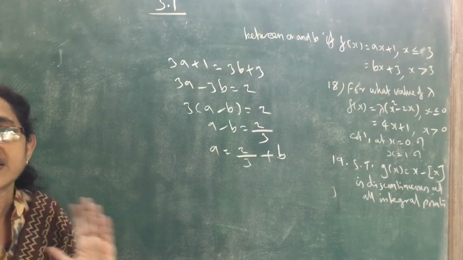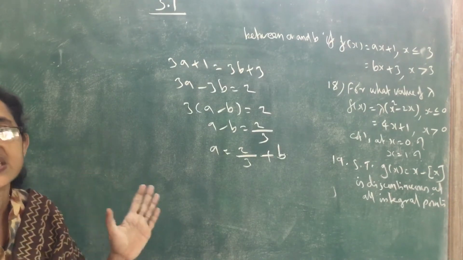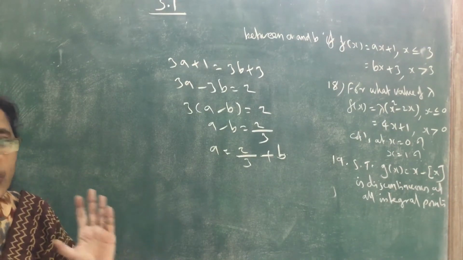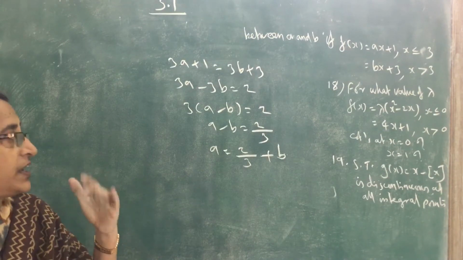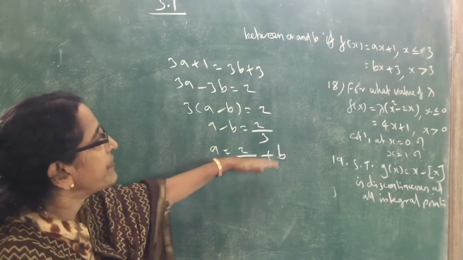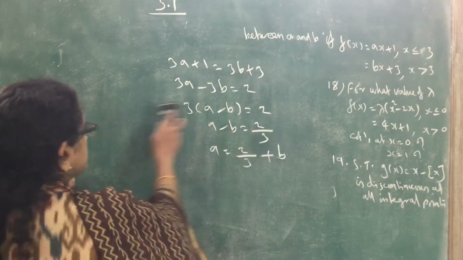The question is to find the relationship between a and b if the function is continuous at x equal to 3. So using the definition of continuity, we found the relation between a and b. Now see question number 18.